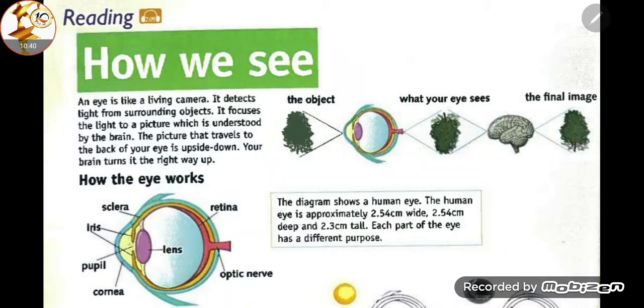Unit 9, pages 88 and 89. Reading. How we see. An eye is like a living camera. It detects light from surrounding objects. It focuses the light to a picture which is understood by the brain.